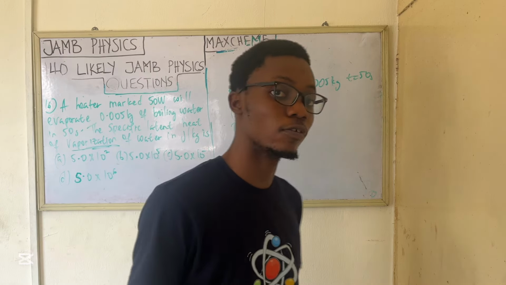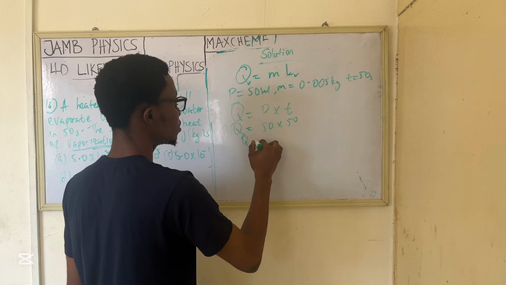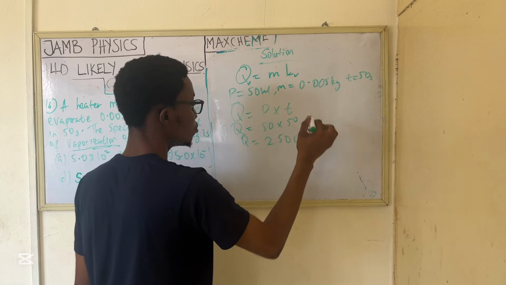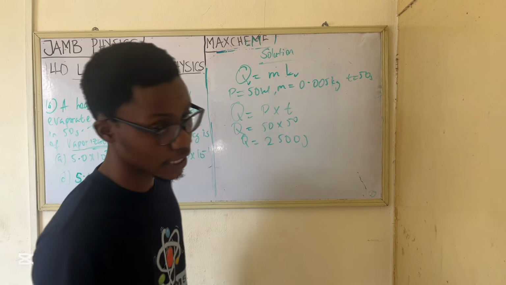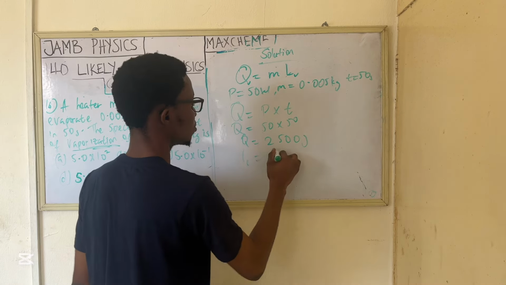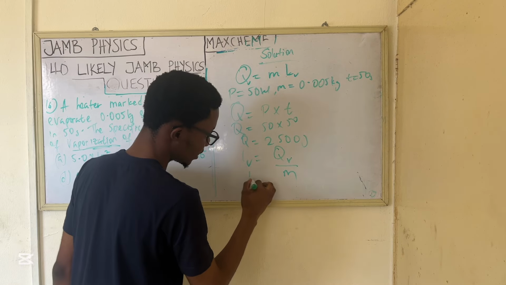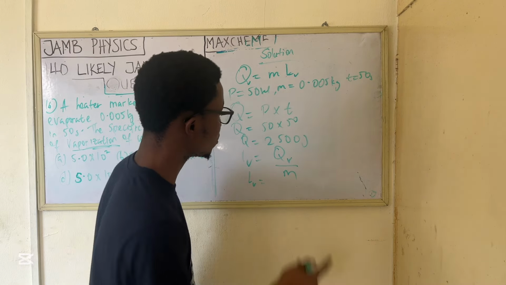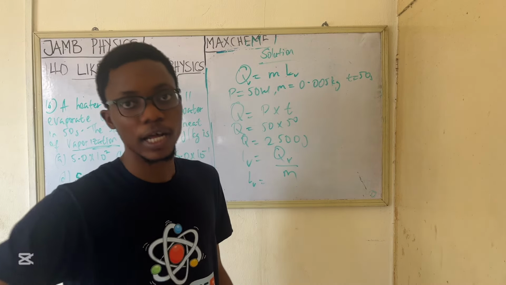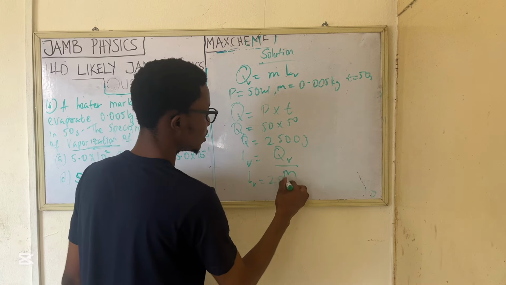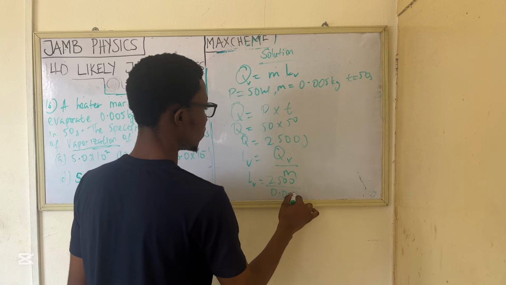So by the time we multiply this, we get our quantity of heat required for vaporization. Power is 50 and our time also is 50. So quantity of heat required for vaporization is 2500 joules. So now you can make L the subject of formula, that is, you want to get the specific latent heat of vaporization. So L_v is equal to quantity of heat required for vaporization over mass. How do you get 2500? Quantity of heat is equal to power times time. So 2500 divided by the mass, and the mass is 0.005 kilogram.